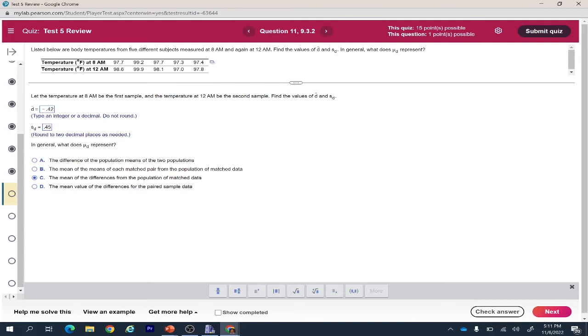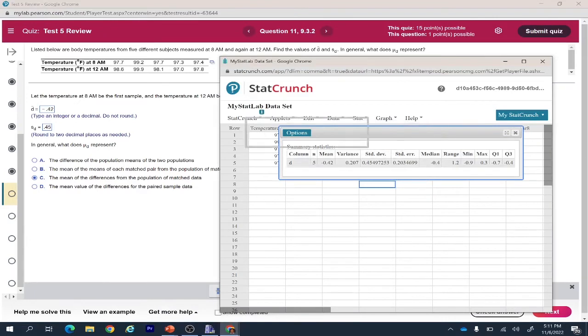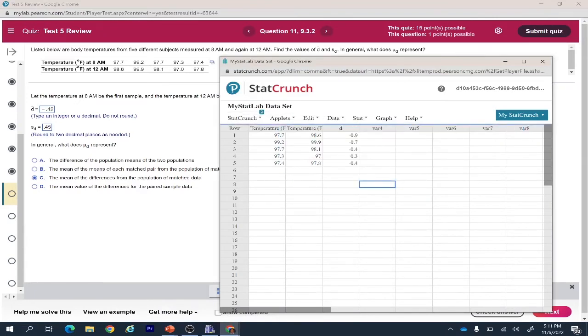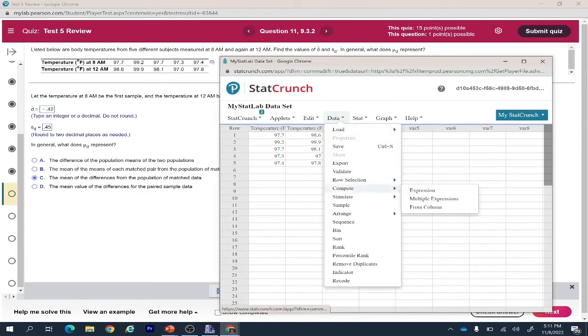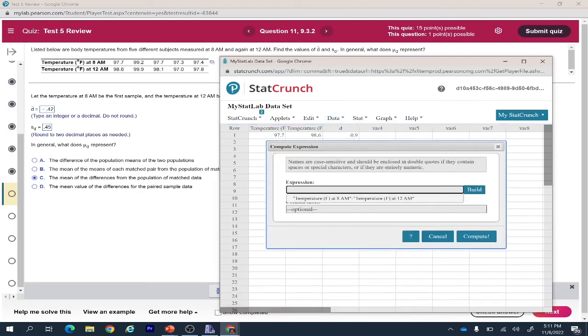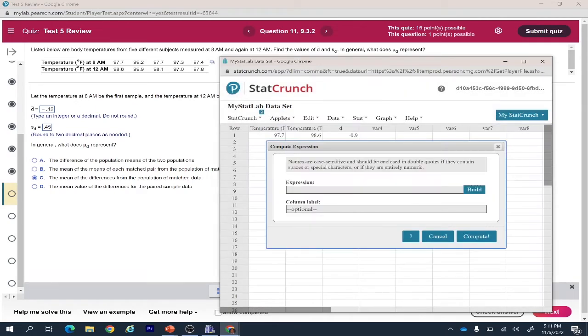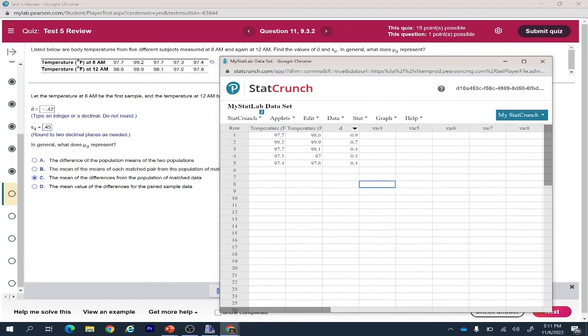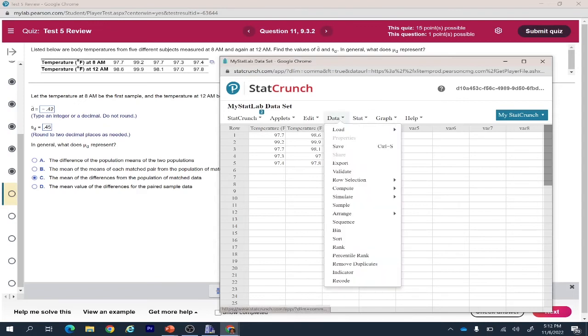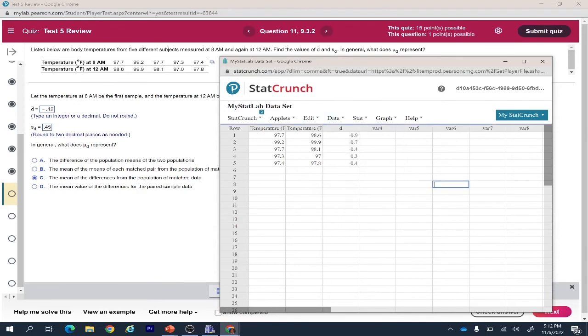So I already copied this into StatCrunch here. After copying it, I found the difference by using Data, then Compute Expression, and building this difference between them. So this minus this gives me the difference. You can do it manually by using a simple calculator as well, but you can also compute it. This is just the difference between these two columns. Okay, and we are going to answer this question for this third column.